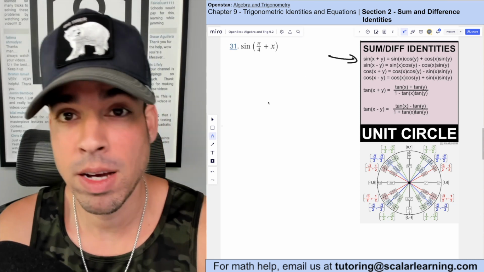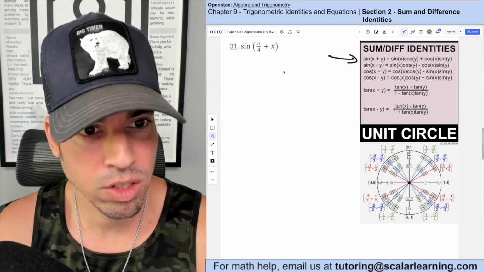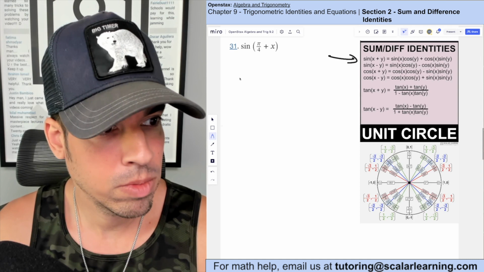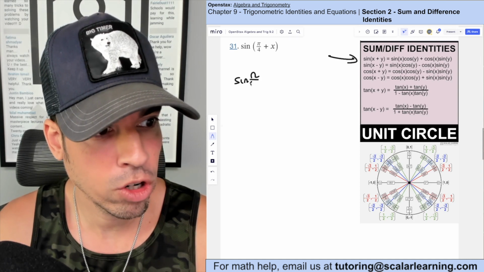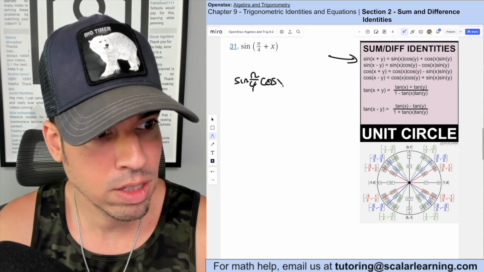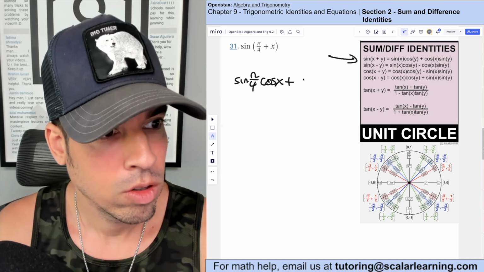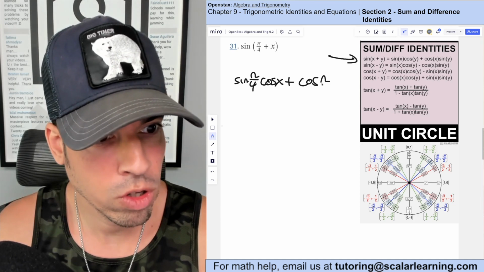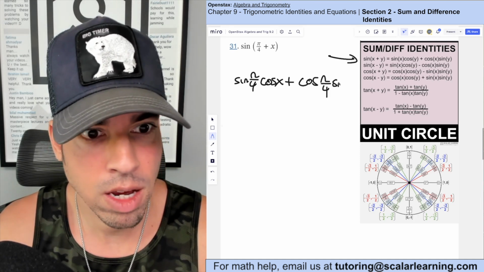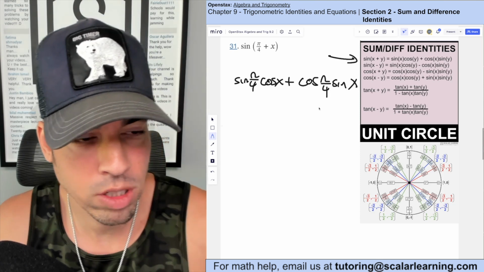formula to simplify and get an equivalent version. So we're going to do that as well. So this becomes sine of the first argument times cosine of the second argument plus cosine of the first argument times sine of the second argument, which is x, okay?